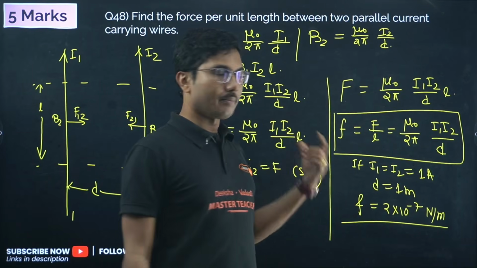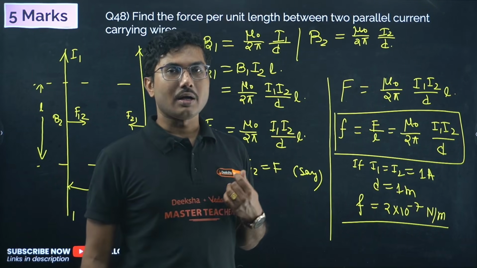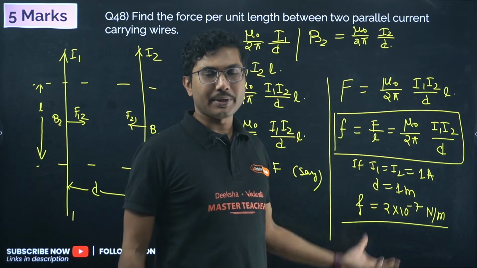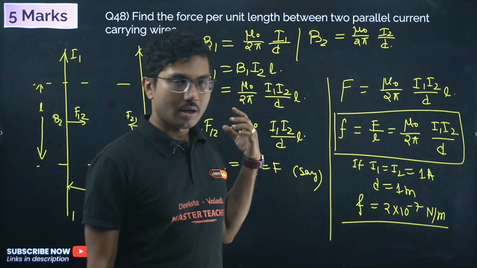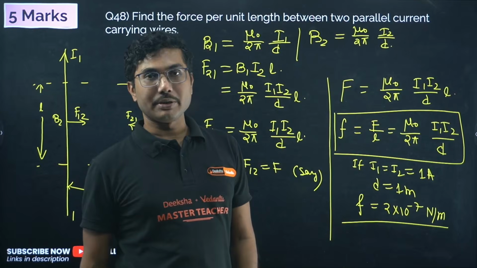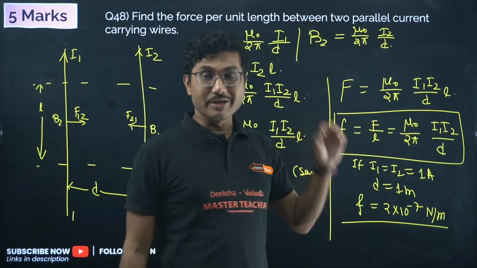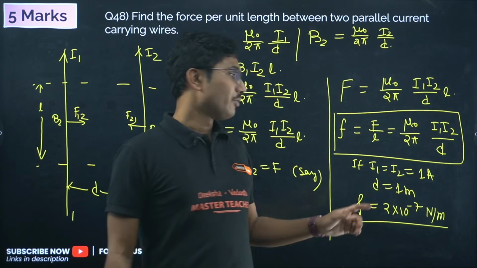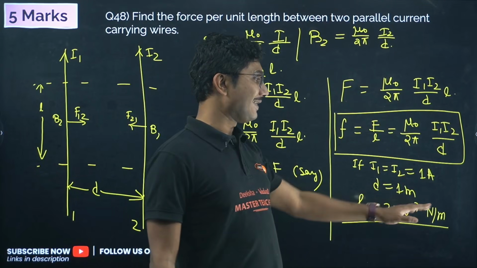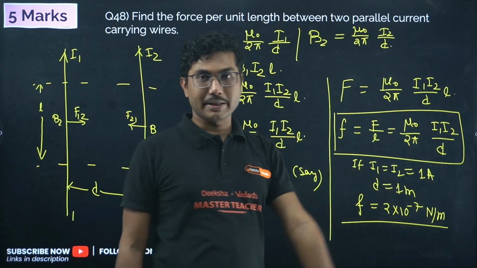You have to write that if two parallel current carrying wires, each carrying current 1 ampere, are kept at a distance of 1 meter, then the force acting between them, the force per unit length between the wires, will be 2 into 10 to the power of minus 7 Newton per meter. Don't make a miss on that.